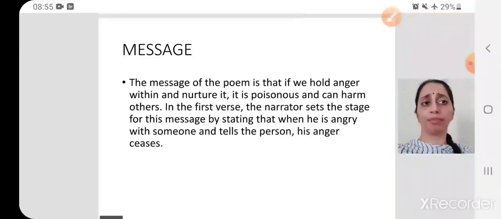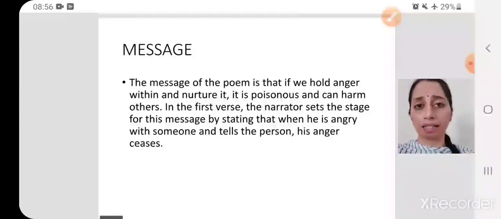The message is that if we hold anger within ourselves and nurture it, how did the poet nurture it? With his fears, with his tears, with his deceitful wiles and his sarcastic smiles. If we also do the same, it is poisonous and can harm others, can harm relationships. So sit and discuss, sort it out. Don't keep anything in your heart.